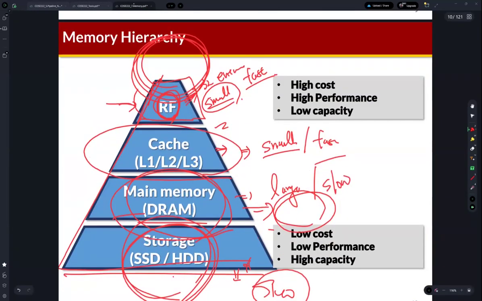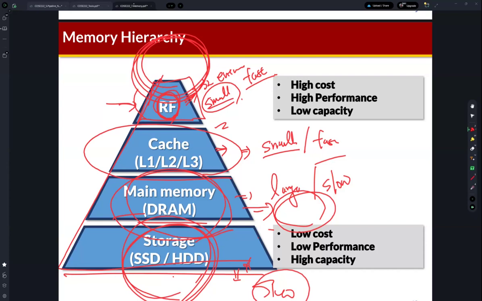Now, to increase the performance of a memory system, we need to use a very small memory. That's the problem. That's the dilemma of the memory system. We want to store a large amount of data in the memory. But if we just use a large memory, then this memory is very slow, right? So, in order to increase the performance of the memory, we can just reduce the size of the memory.